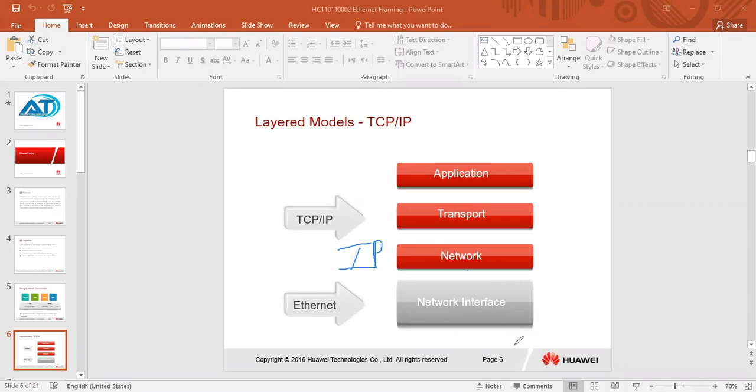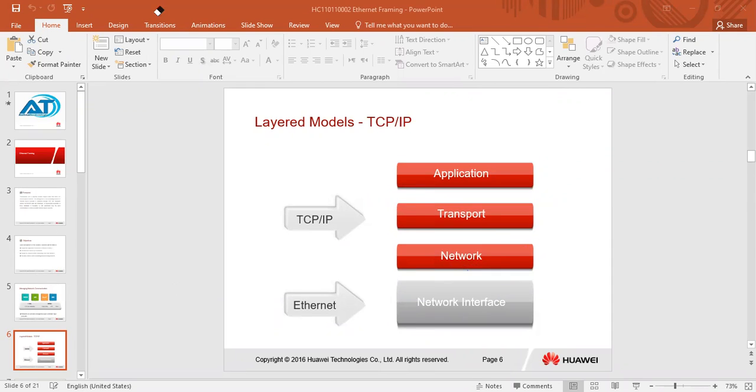The next layer is the network interface layer. This layer, as the application layer, provides the interface to the user. This layer provides the interface to the network. In this layer, the process of framing takes place. I mean, the network interface layer provides the interface to the network, while the application layer provides the interface to the user.